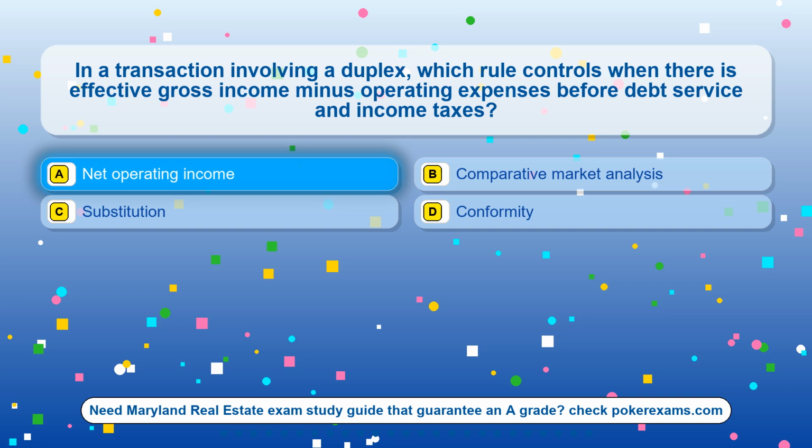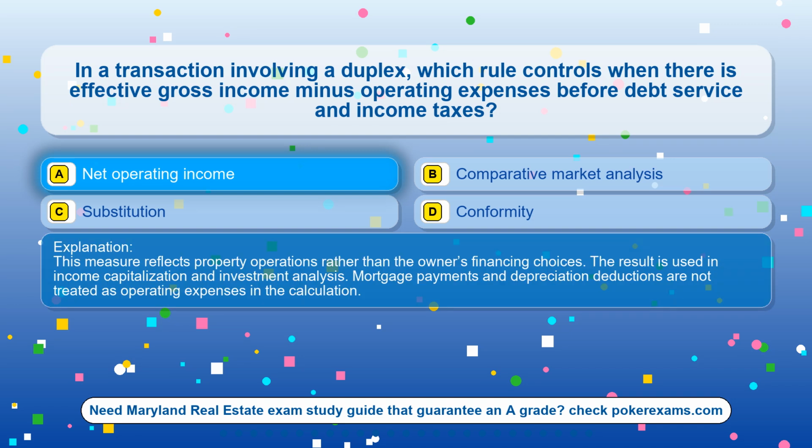The correct answer is option A, net operating income. This measure reflects property operations rather than the owner's financing choices. The result is used in income capitalization and investment analysis. Mortgage payments and depreciation deductions are not treated as operating expenses in the calculation.